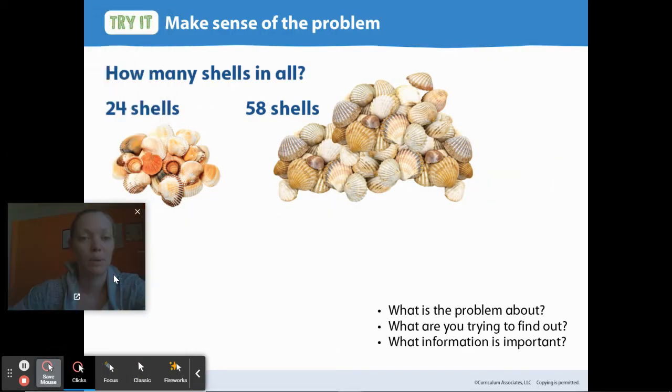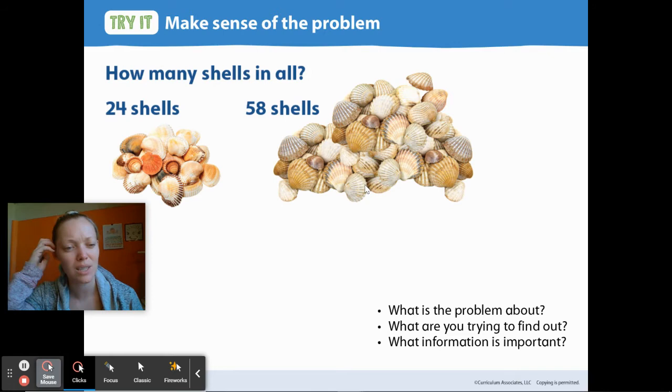And here's our problem. How many shells in all? There's 24 shells here, 58 shells here. So what's this problem about? It's about shells, right? We have 24 shells, 58 shells. What are we trying to find out? How many shells in all? We want to know how many there are all together.